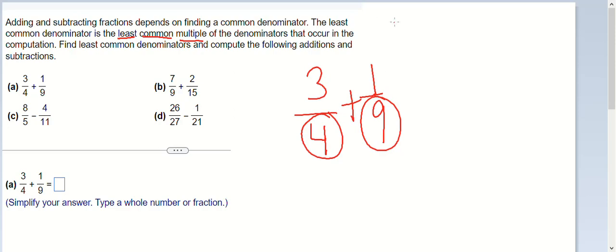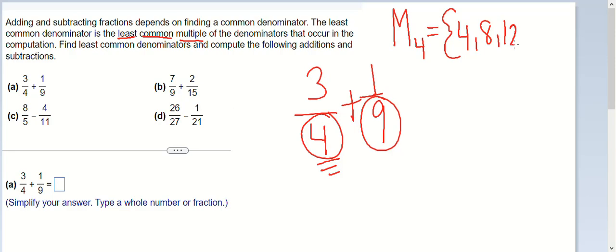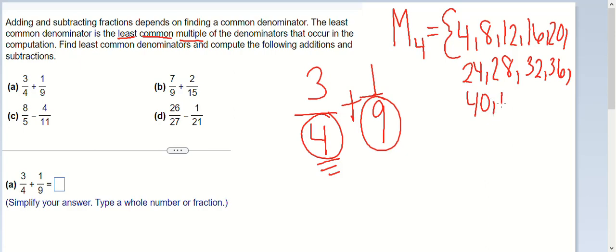So I'm going to start by finding the multiples of 4. And so we denote that by writing M for multiples, and we write this little subscript 4. So my first denominator is a 4. Let me find all the multiples of 4. How do I do that? I just skip count. 4, 8, 12, 16, 20, 24, 28, 32, 36, 40, 44, and I'm going to list a bunch of them. Okay, and I'm just going to stop there.